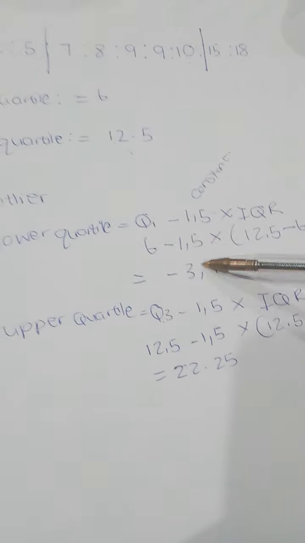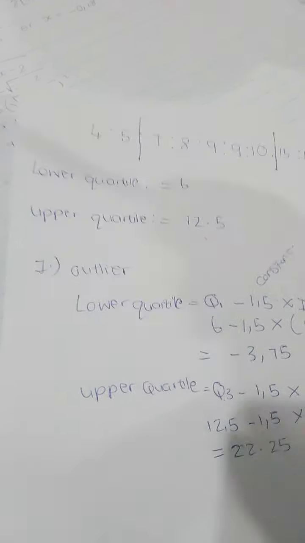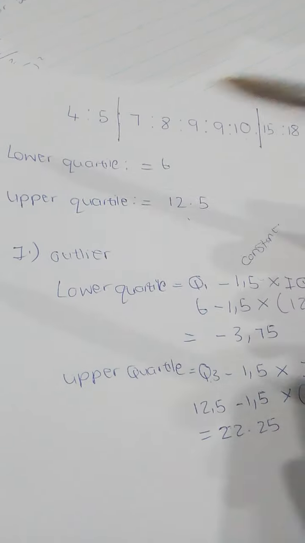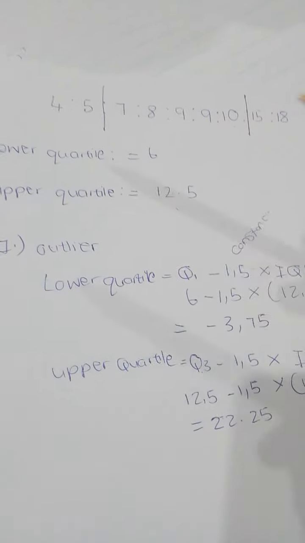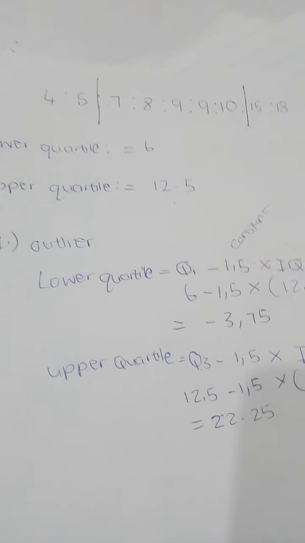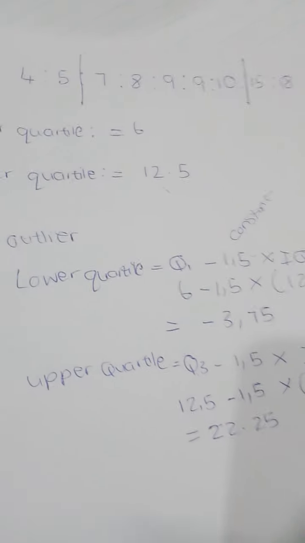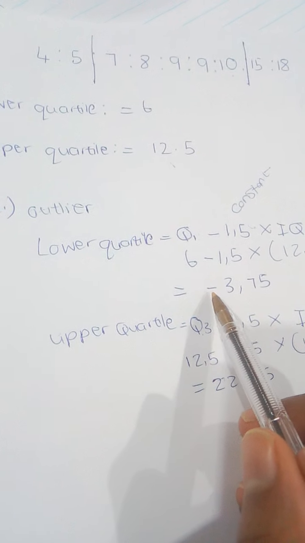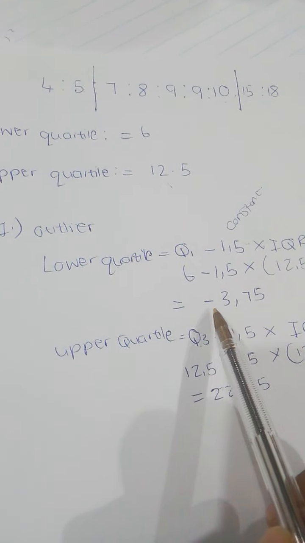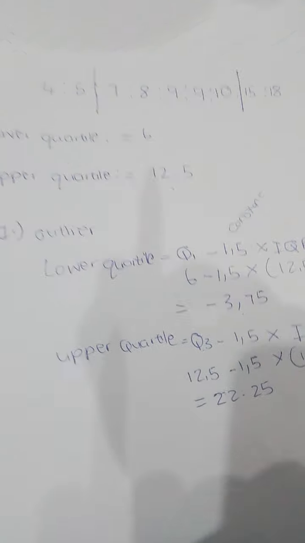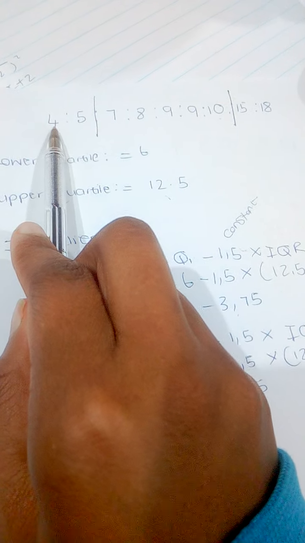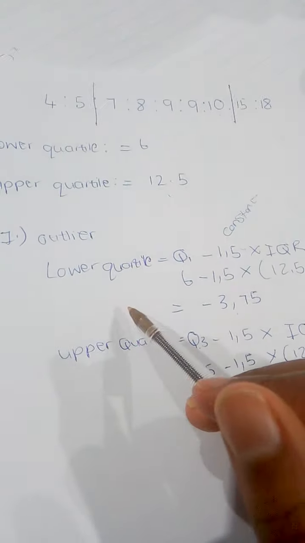So now here the outlier part comes in. Now we have calculated this and this, right? So now they ask you to calculate the outlier or list the outliers. Like I said, an outlier is a number that basically stands out. So you look for a number that is less than -3,75. If there's any number here that is less than -3,75, it is an outlier. But as we can see, the lowest is 4, which means there's definitely no outlier here.